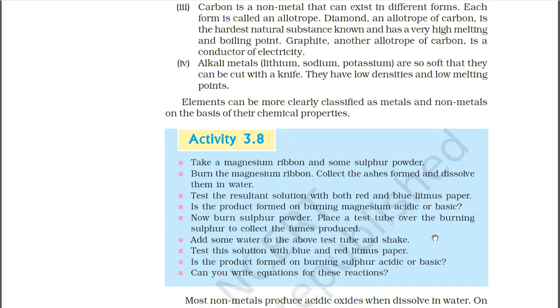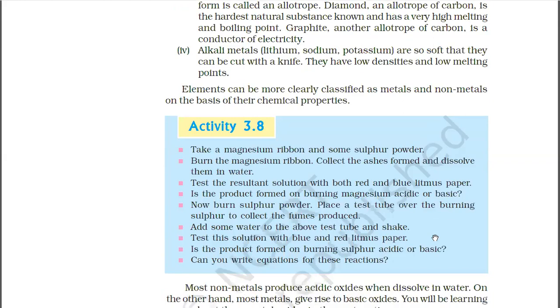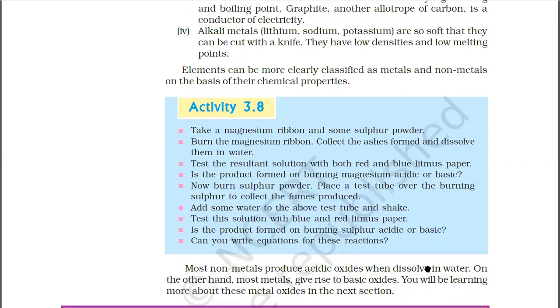Activity 3.8. Take a magnesium ribbon and some sulfur powder. Burn the magnesium ribbon, collect the ashes formed, and dissolve them in water. Test the resultant solution with both red and blue litmus paper. Is the product formed on burning magnesium acidic or basic?